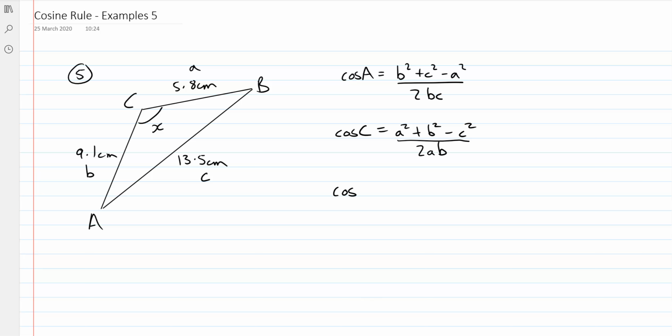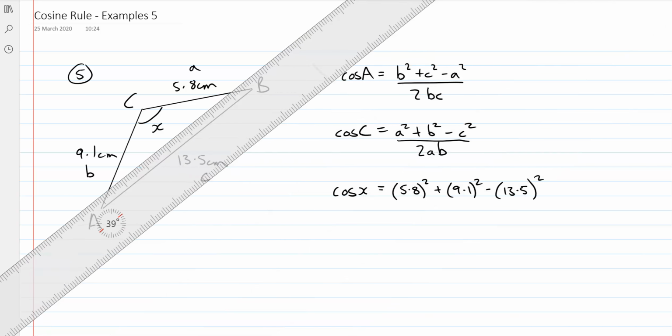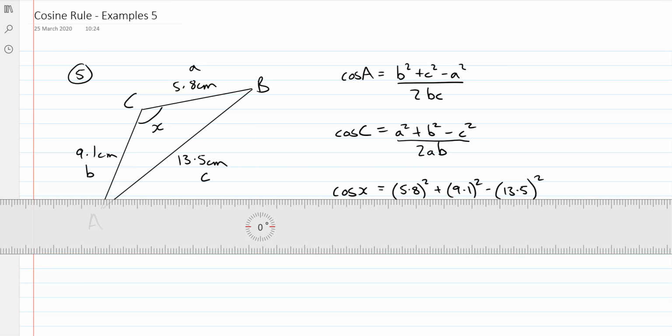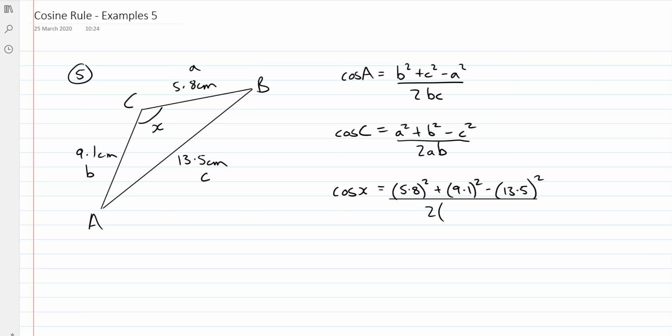So cos of the angle C, which is x, equals A squared, which is 5.8 squared, plus B squared, which is 9.1 squared, minus C squared, which is 13.5 squared, all over 2AB, which is 2 times 5.8 times 9.1. This time I'm going to put this straight into my calculator all in one go. You can do the steps if you want. Make sure you understand what steps are happening if you do choose to skip.